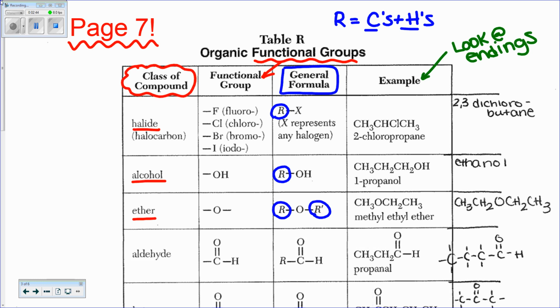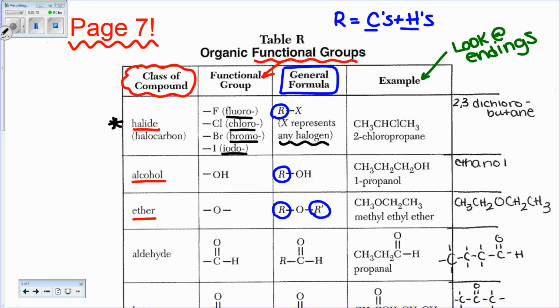So I start with my halides. Okay, so let's start right here. My halides, again, are my things in group 17. I see that my functional groups are F, Cl, Br, and I. So they tell me how they're actually going to name them here. Fluoro, chloro, bromo, iodo. So when I look at the general formula, it says RX, and X represents any halogen. So it depends. I can have 4 different ones.